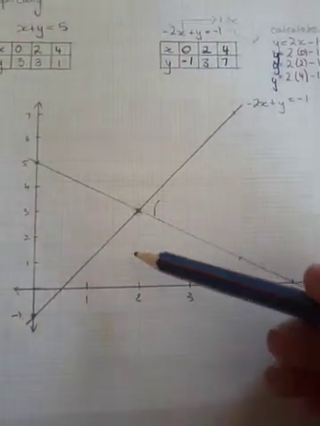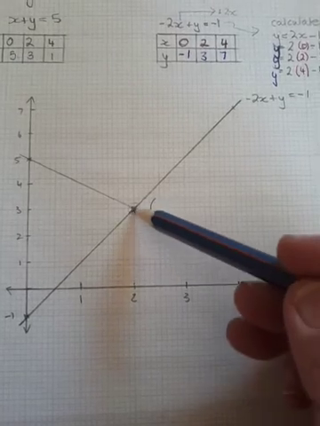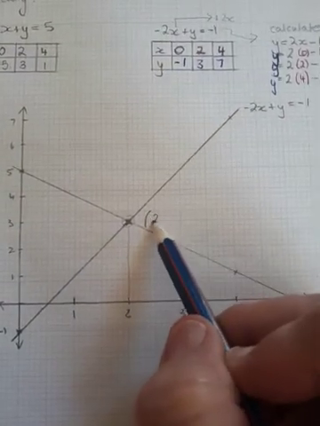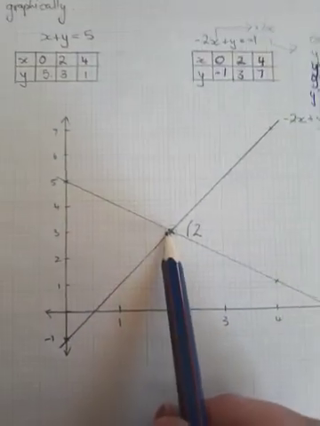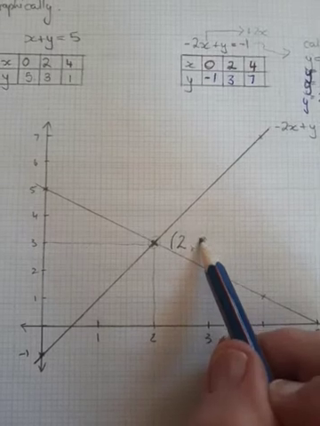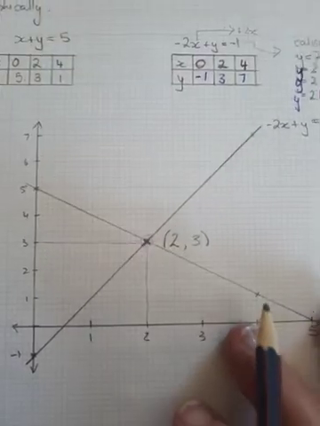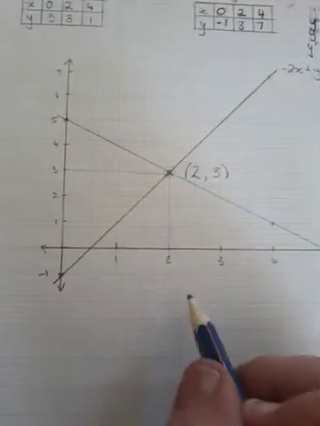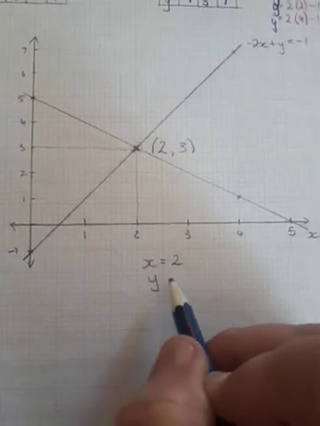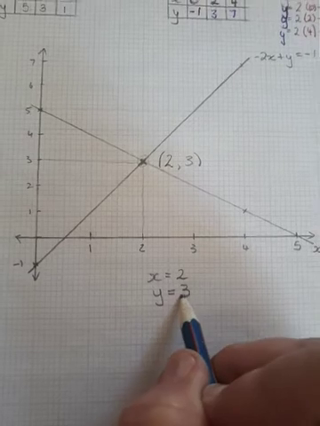That means this point, people, is true for both equations. So what you basically have to do is read off the coordinate. Okay, in this case, x is 2, and then you read off the y coordinate, y is 3. So the graphical solution is where x equals 2 and where y equals 3.